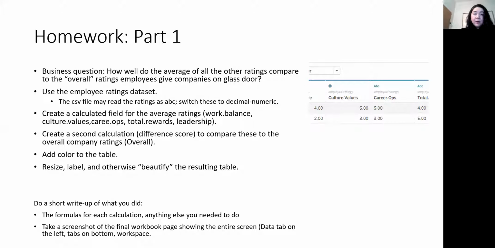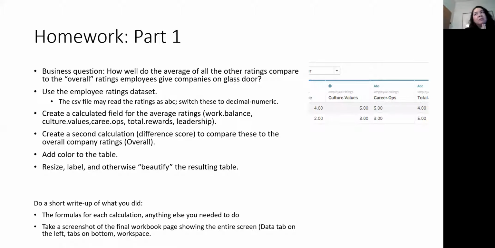Okay, so let's talk about your homework real quick for this week. Hopefully it won't take you too long to actually do the homework part. It's going to be in two parts, both in Tableau. The first part is basically you creating a table. I have very specific parameters of what I want in my table.